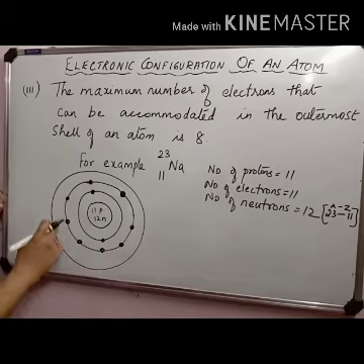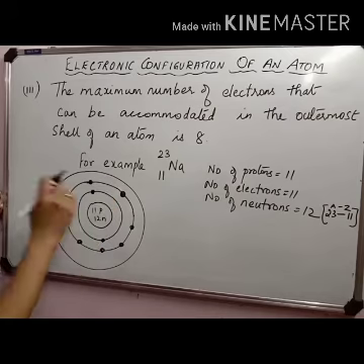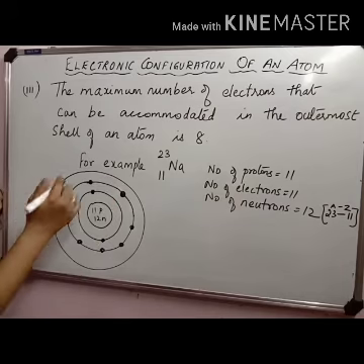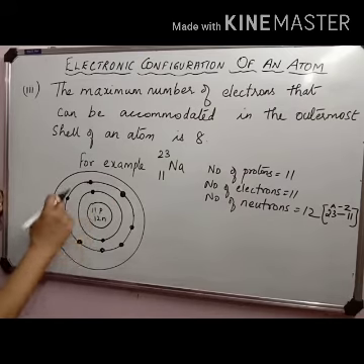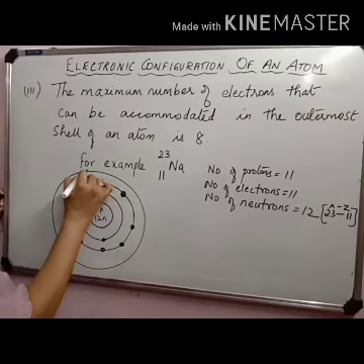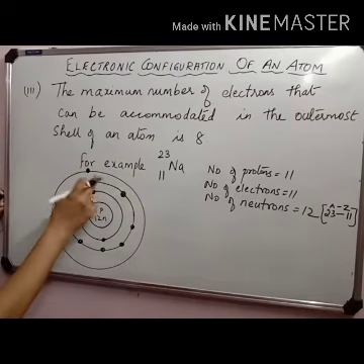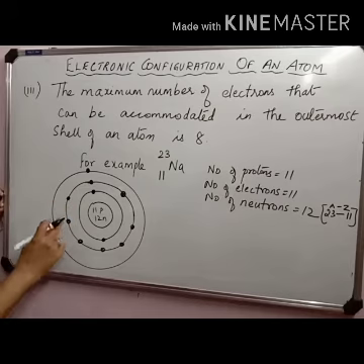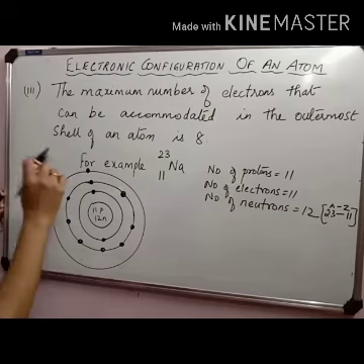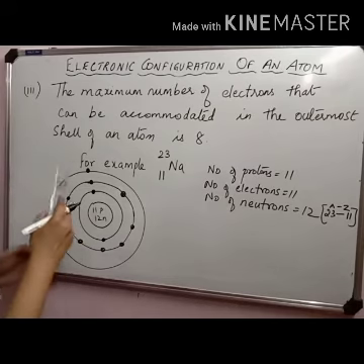So 8 electrons are present in the L shell, and so 2 plus 8, 10. So 1 more electron will go to the M shell. Only after filling up of the second shell, the third shell will get filled. The maximum capacity of the second shell is 8, and only after that the third shell will get filled.